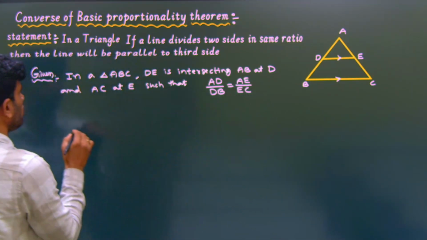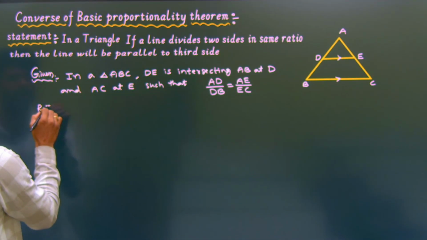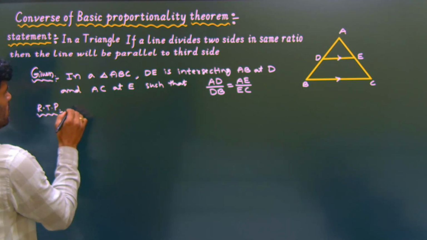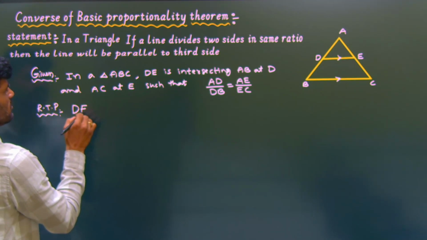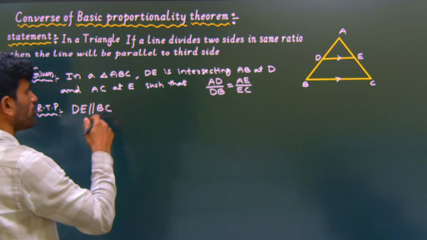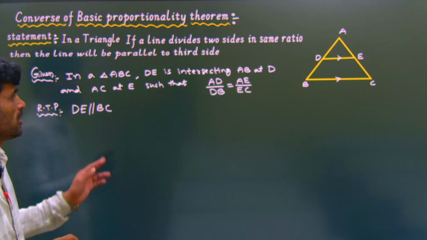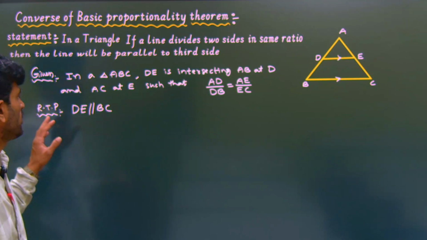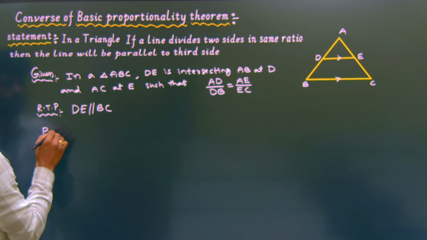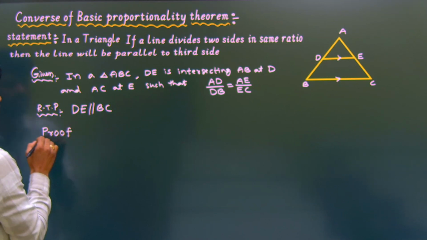Now what we have to prove? RPP. We have to prove that DE is parallel to BC. So before, DE is parallel to BC is given, we have to prove AD by DB is equal to AE by EC. So AD by DB is equal to AE by EC is given, we have to prove DE is parallel to BC. Now we write proof, no construction is required here.